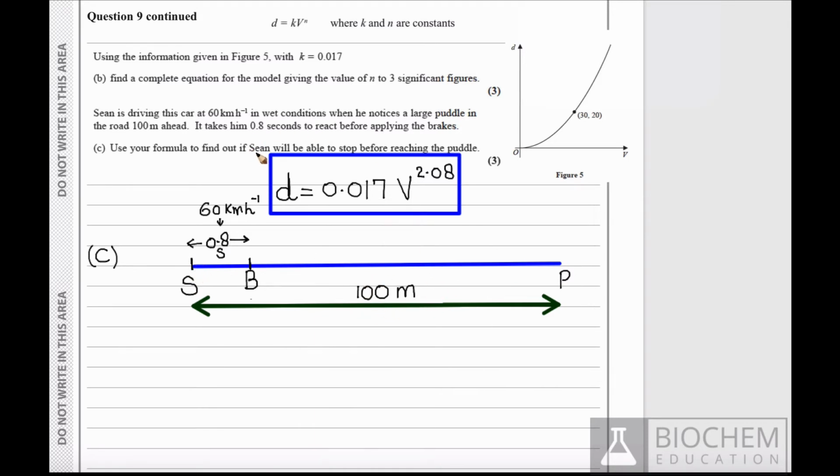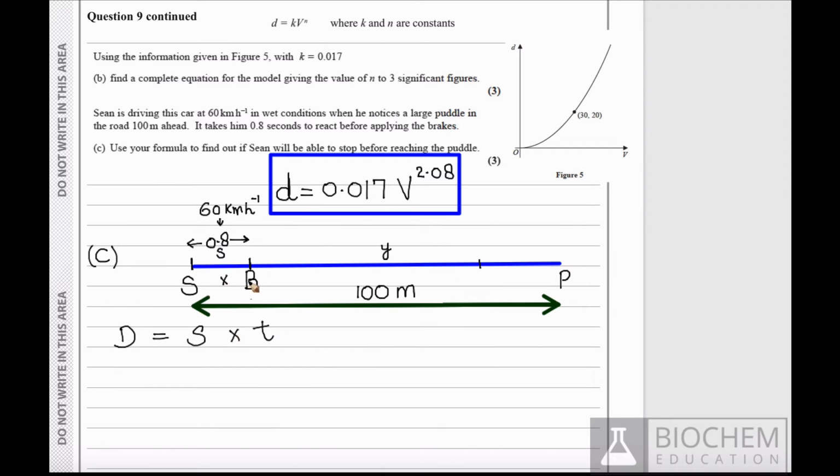So in order to determine if Sean will be able to stop before reaching the puddle, we need to know what is the distance traveled between point S to point B, and what was the distance traveled from B to the point where it stops. So I'm labeling the distance between point S and point B, from the point he sees the hazard to the point he applied the brakes, to be X, and the distance traveled between point B up to the point which may be beyond P or which may be before P as Y.